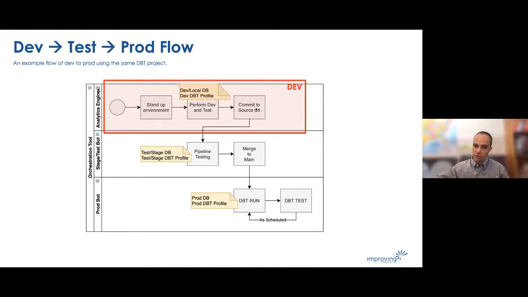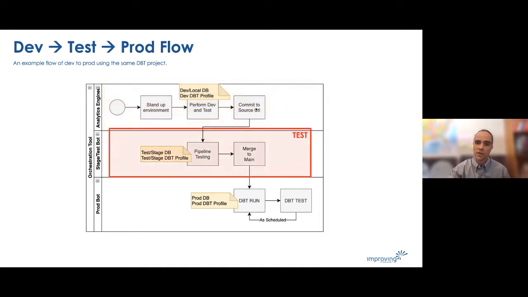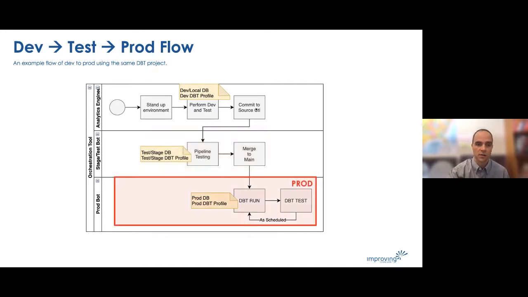Now, this is where your continuous integration and continuous delivery can work its magic. You can have the actual staging or testing bot that can pick up the new pipeline, run your tests, run your data, run your pipelines, make sure everything's good. And if that's good, merge it into the main branch. Now, this can be manual, it can be a bot.